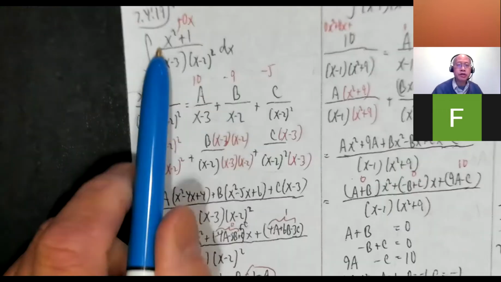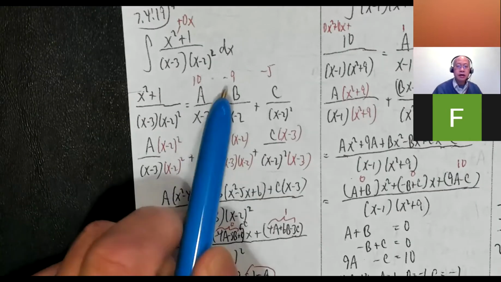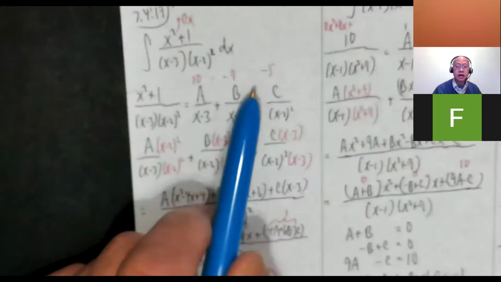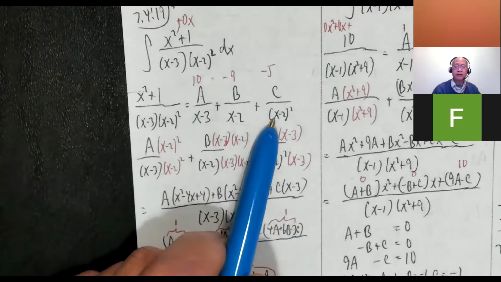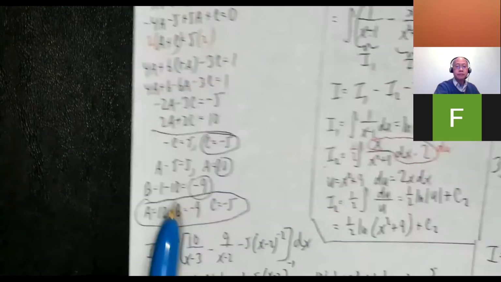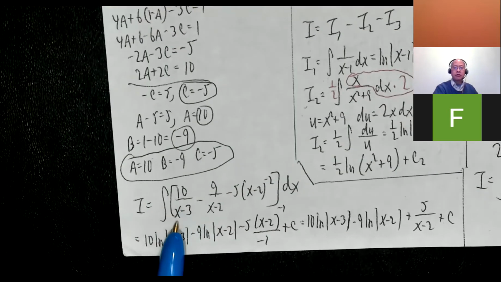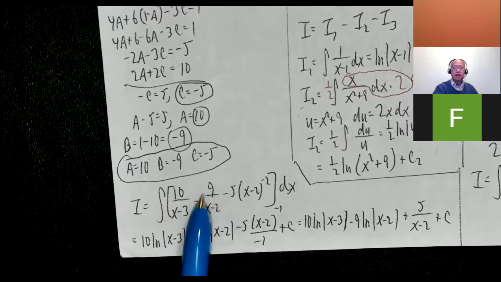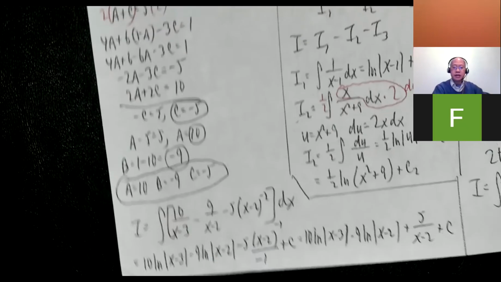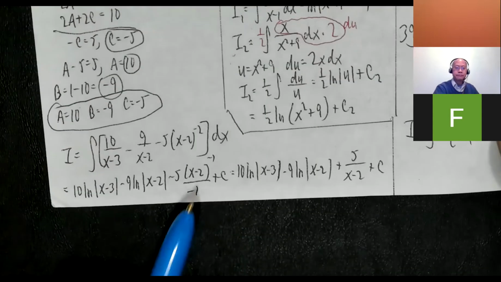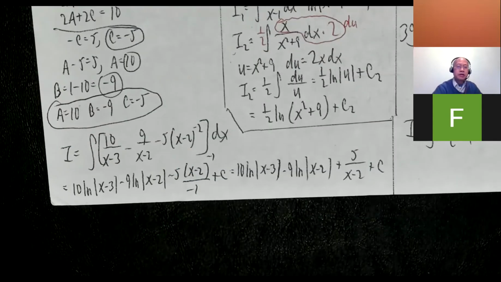So now I know my original integral, I can change to 10 over x minus 3, minus 9 over x minus 2, minus 5 over x minus 2 squared, and I'm going to raise that up as x minus 2 to the negative 2. Here we go. So here's my original integral. 10 over x minus 3 minus 9 over x minus 2 minus 5 times x minus 2 to the negative 2 dx. Okay, so that's pretty much it.